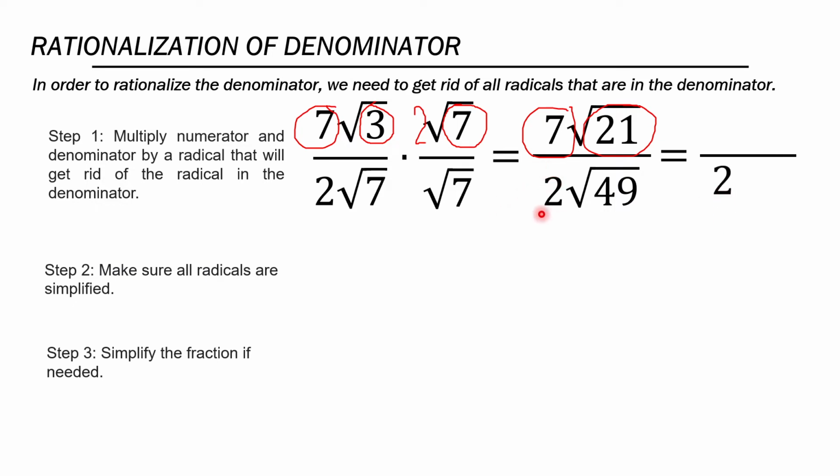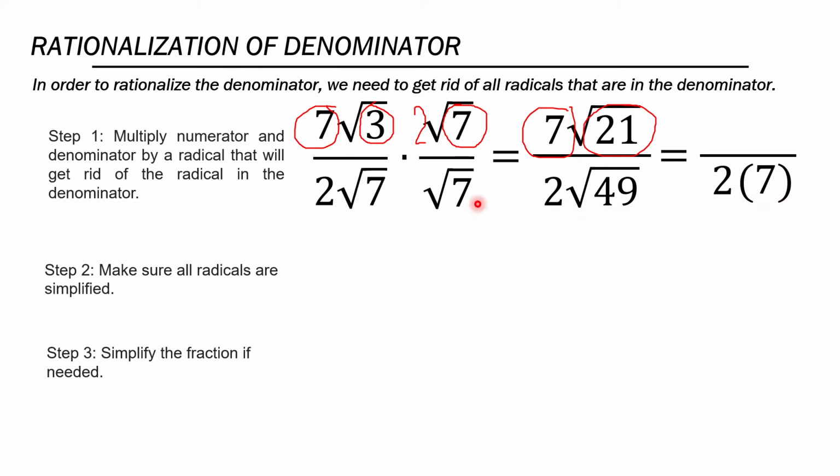So, 2. Just copy 2. Then, square root of 49 is 7. So, after we take the square root, we multiply it outside. So, we have now 7, because square root of 49 is 7. So, you will have 2 times the square root of 49. So, that is 2 times 7.